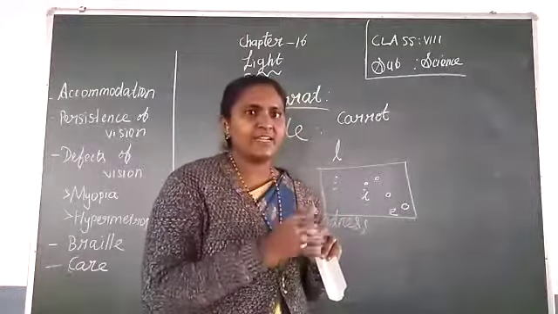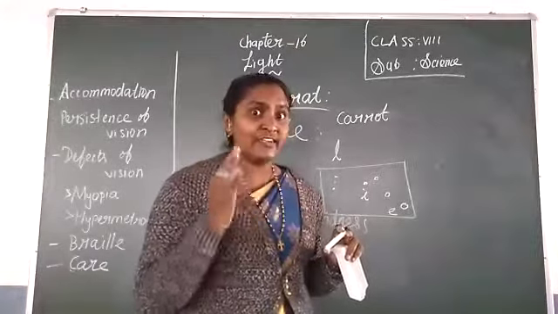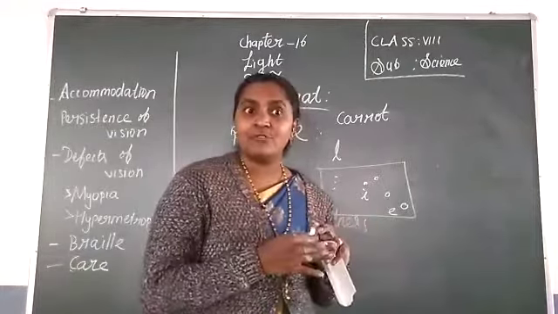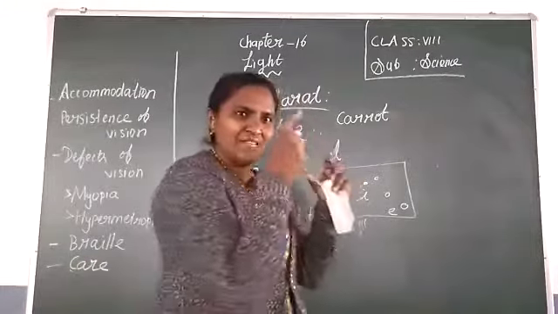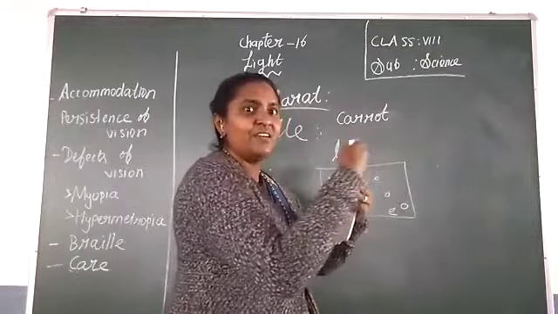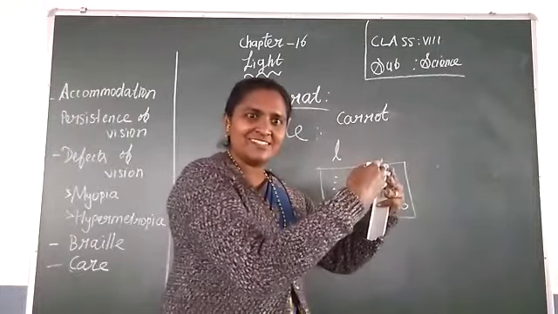Don't rub unnecessarily. Clean your eye most frequently with clean water. And in case of any serious defect, you should immediately approach the doctor. And what is the minimum distance to see the object? Minimum 25 centimeters you have to keep the books away from you. That is the minimum distance.